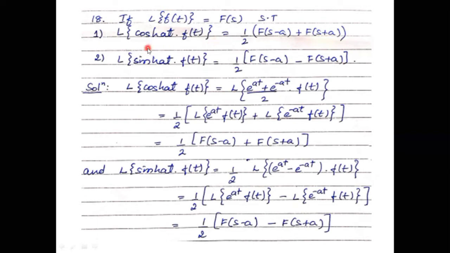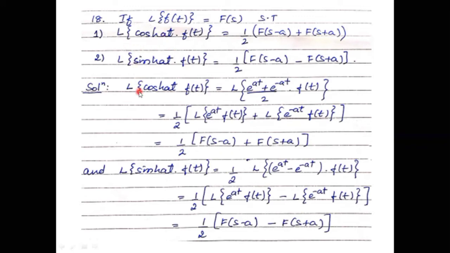Yes guys, we have done this type of problem for e power at. In place of cos hyperbolic at and sine hyperbolic at, we had e power at, if you remember. L of e power at f of t we have done, and we have written that as F of s minus a. If we have e power at into f of t in place of cos hyperbolic at, we get F of s minus a. It is similar to that. In place of that, if you have cos hyperbolic at or sine hyperbolic at, these are the formulas we should prove here. Take one by one.